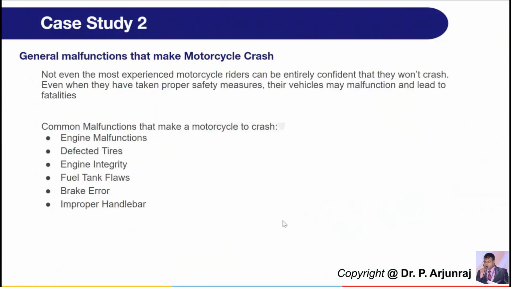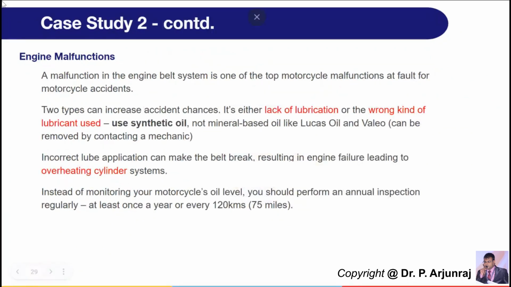And general malfunctions that make the motorcycle crash. These are all general things that most riders experience, not even the most experienced. Even a new person experiences these things like engine malfunctions, defective tires, engine integrity, fuel tank flush, brake error, improper handling, or even thermal runaway for an EV. Let's see how the malfunction can happen. The malfunction in the engine is one of the top motorcycle malfunctions at fault for motorcycle accidents.